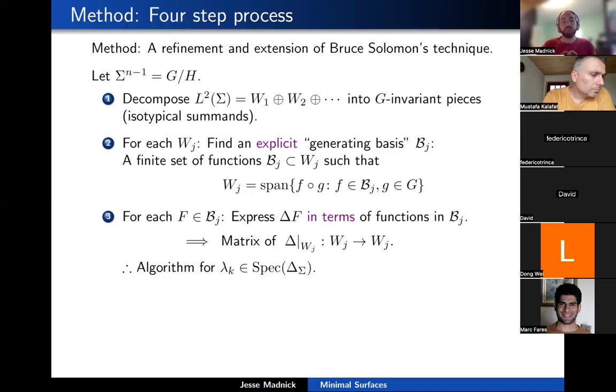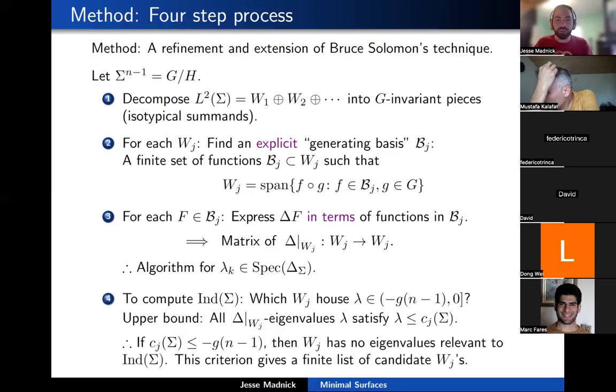So the result of steps 1, 2, and 3 is that you now have an algorithm that generates the eigenvalues of the Laplacian for you. The problem is you have no control over where those eigenvalues live, right? At the end of the day, if you're interested in the Morse index, you don't need all the eigenvalues. You just need the eigenvalues in this range. You need the eigenvalues in the range -g times n-1 to 0.